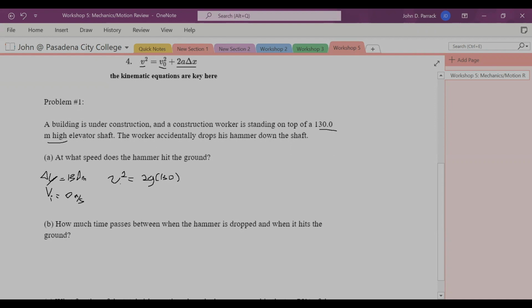And that's the square. So we want not the square of V. They didn't ask us what is V squared. They asked us what is V. So we can say V is plus or minus the square root of this quantity, 2G times 130, or 260 G.